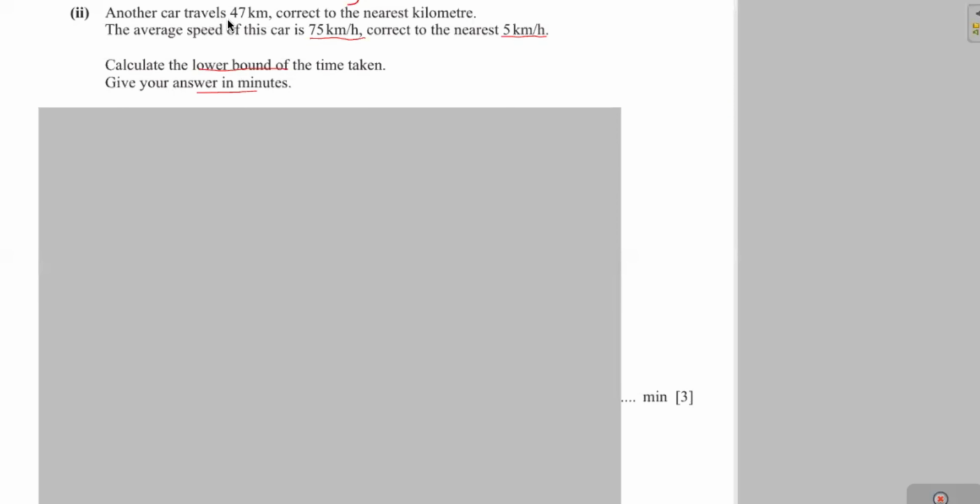Part second, another car traveled 47 kilometers, correct to the nearest kilometer. Average speed of the car is 75 kilometers per hour, correct to the nearest 5 kilometers per hour. Calculate the lower bound of the time taken. Give your answer in minutes.